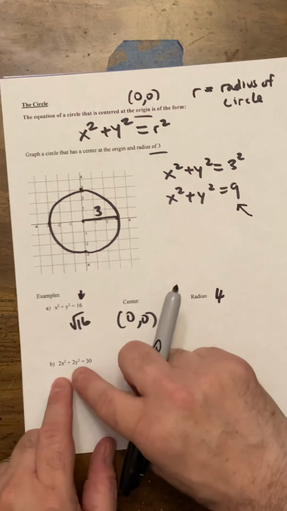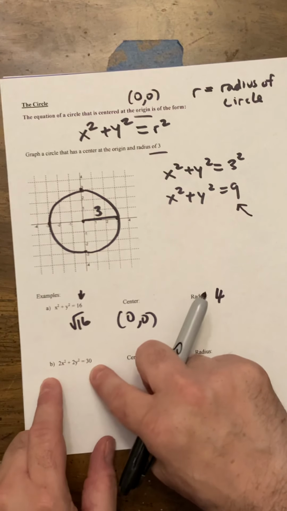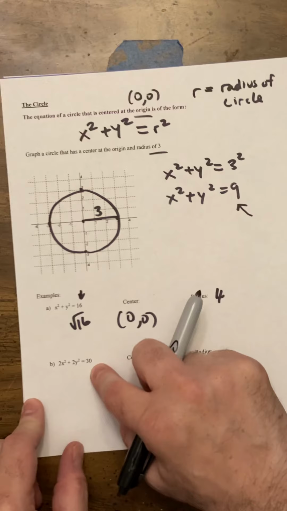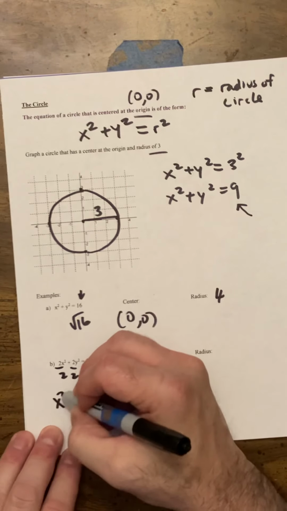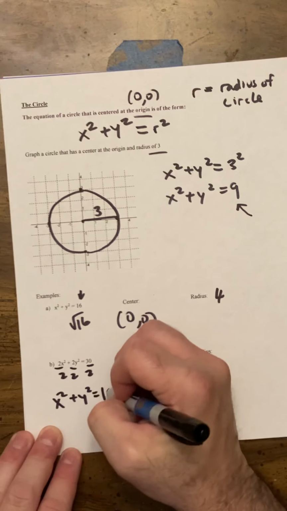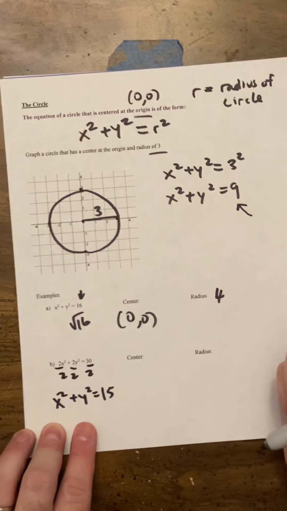Yes, what you want to do is get the x squared and the y squared by itself. You don't want to have those 2's there. So you literally want to divide out the 2, which gets you to x squared plus y squared equals 15. Okay, it looks better. It looks more like that.